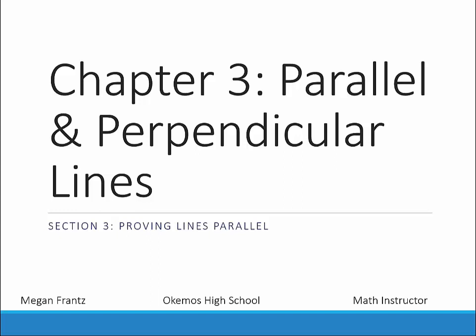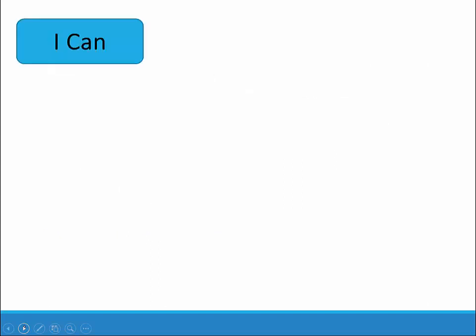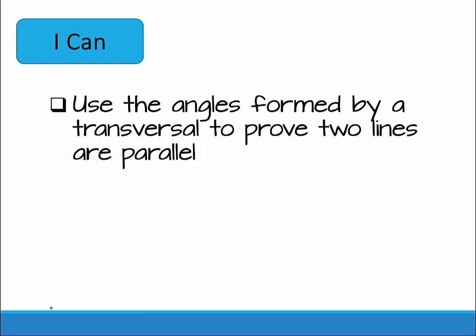Chapter 3, Section 3 is about proving that lines are parallel. So by the end of this lesson, you should be able to use the angles formed by a transversal to prove that two lines are parallel. So it's kind of like what we did yesterday, except we're going backwards.